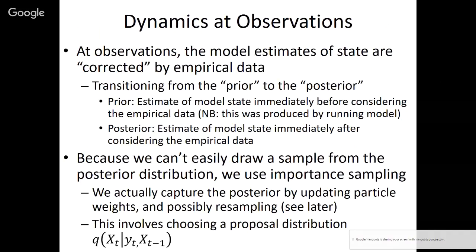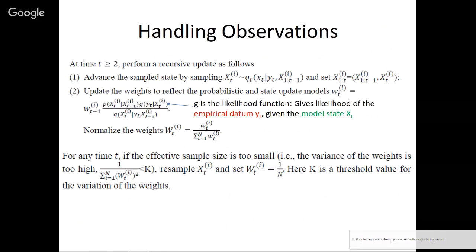So to do this, we're going to need to draw a proposal distribution that's easy to sample. And the weight will be based on that, and the value of samples in the target distribution. Okay, so the basic idea here is that at each observation, we're going to update the weights to reflect this principle of importance sampling.